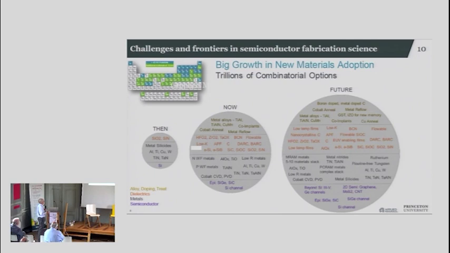And then he points out that there's a huge growth in new materials adoption from the past to more or less the present, and then looking at the future. He says, in fact, there are trillions of combinatorial options for all these different materials, and every one of these materials represents a processing challenge. We don't have any idea of how to process many of these different materials. And so this is really the frontier in the industry: to be able to do plasma processing and other kinds of processing with these very novel 3D devices and a lot of new materials.